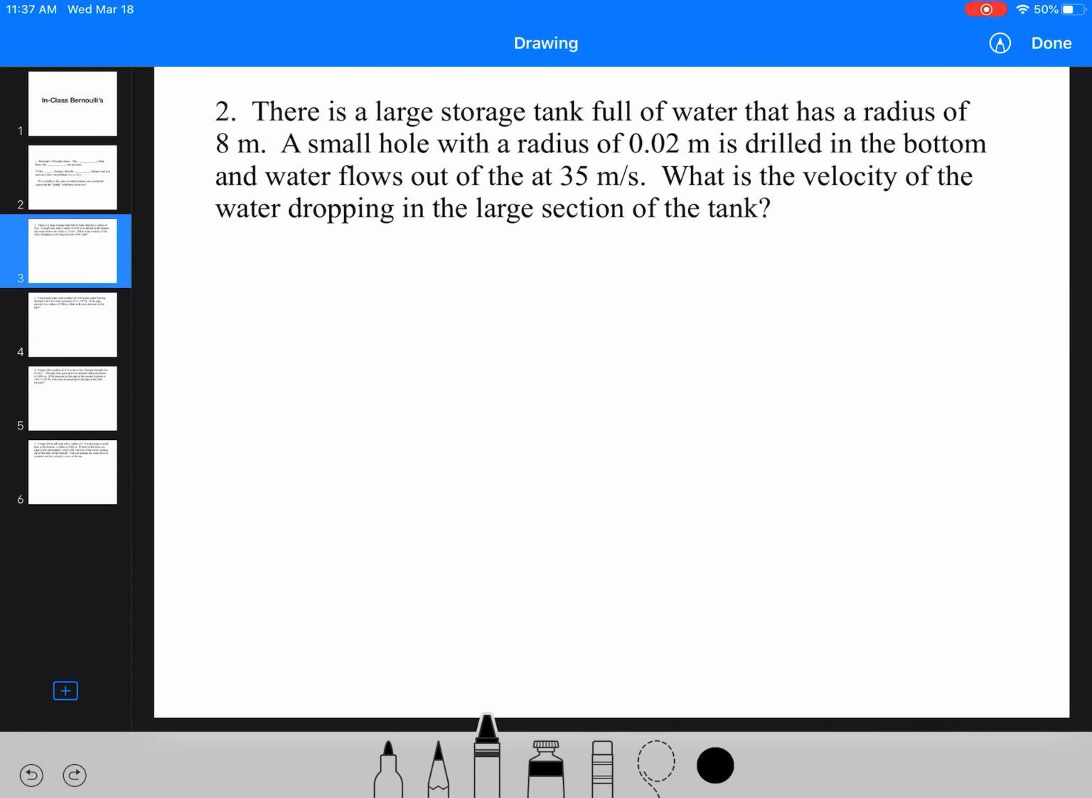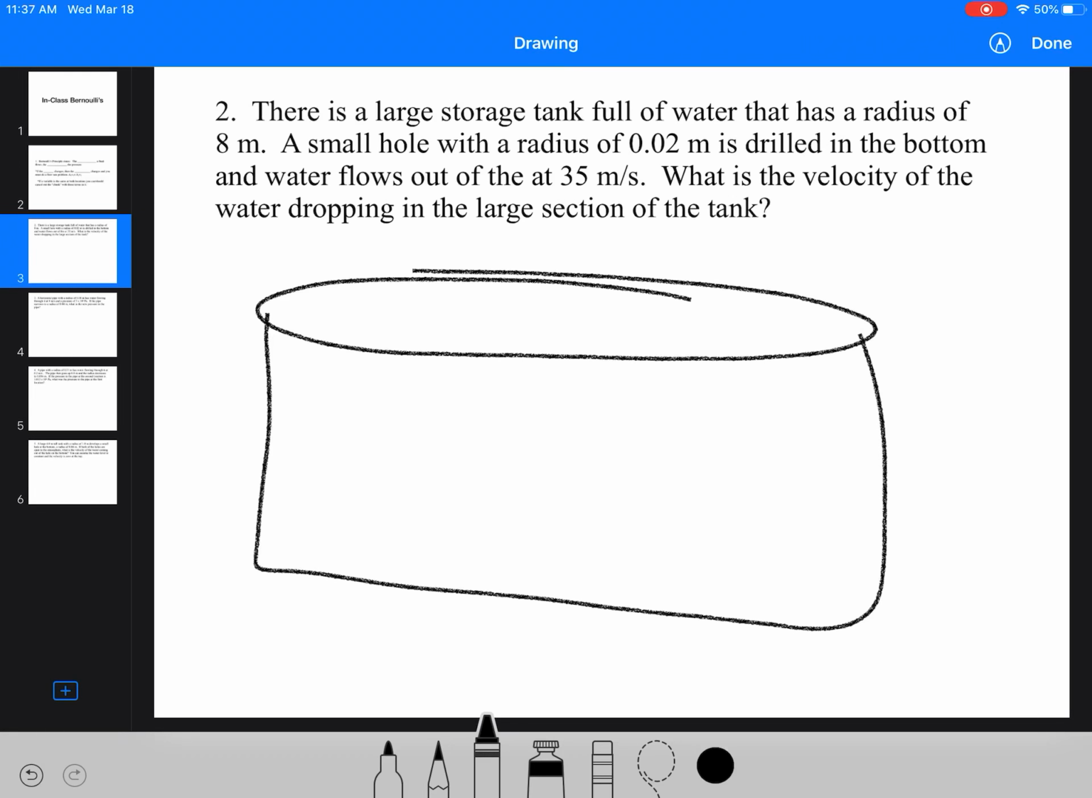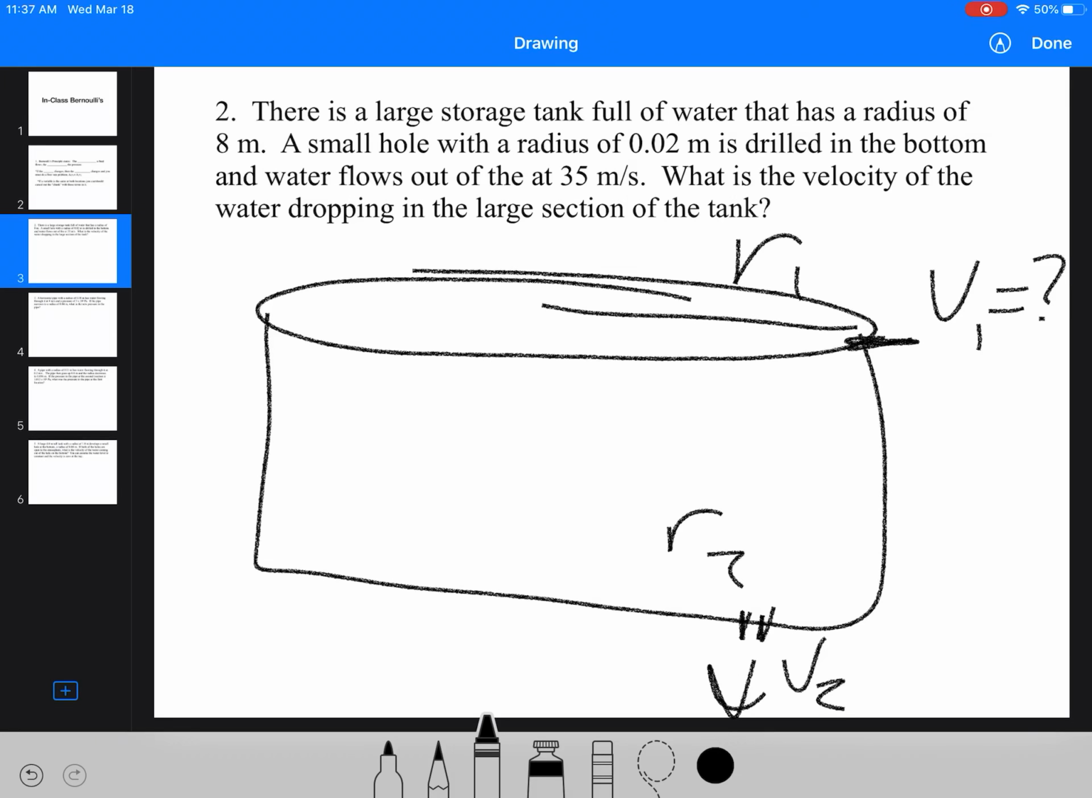If we take a look at problem number 2 in the in-class problem, what we really said is we have this really big tank that has a little tiny hole on the bottom. When we went through and calculated this one, we have water flowing out. So we have a v2, and up here we can ask, what's my v1? And we have an R1 and an R2 at these different locations.